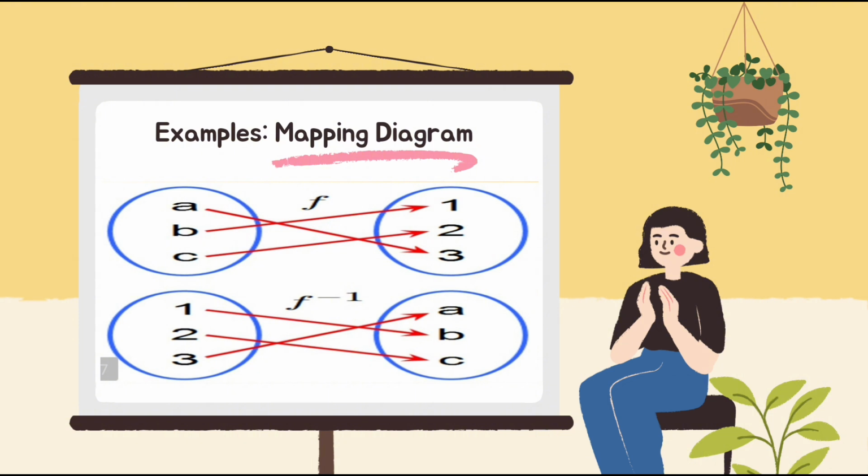For the mapping diagram example, we have A is mapped to 3, B is mapped to 1, and C is mapped to 2. For the inverse, we have now 1 is mapped to B, 2 is mapped to C, and 3 is mapped to A. So we interchange the position of x and y.